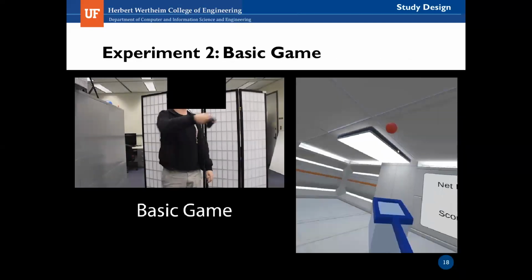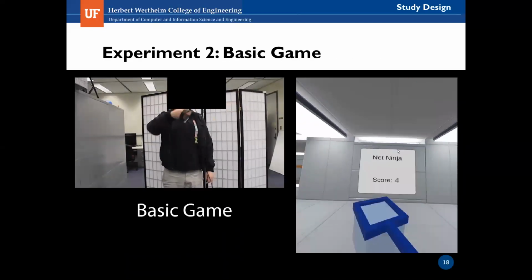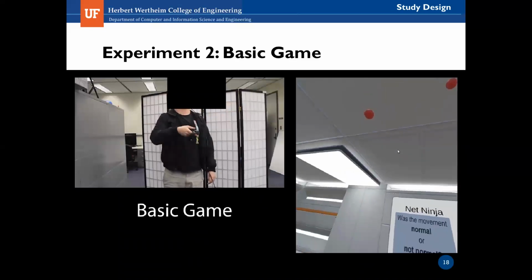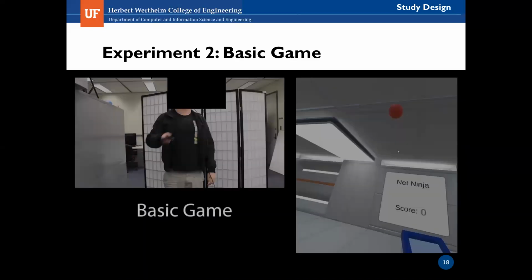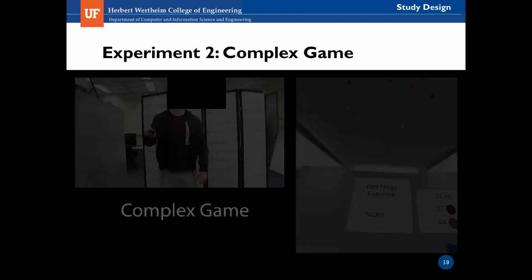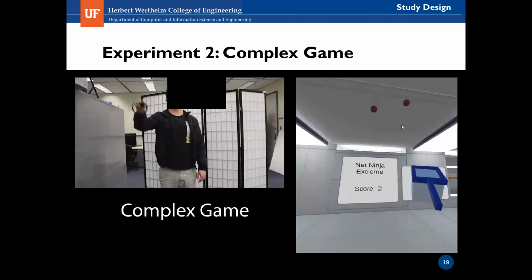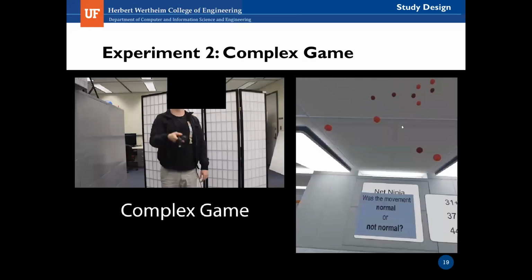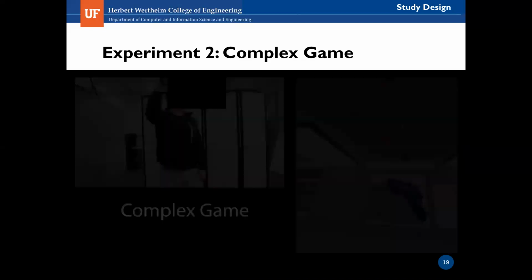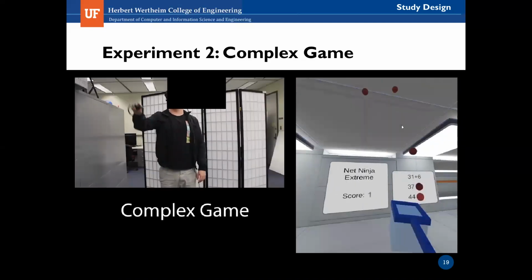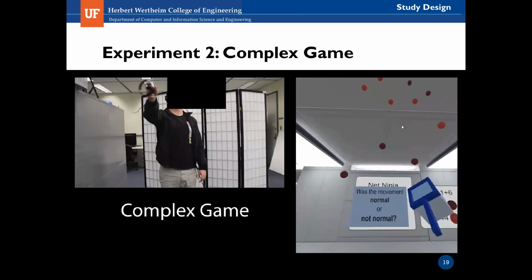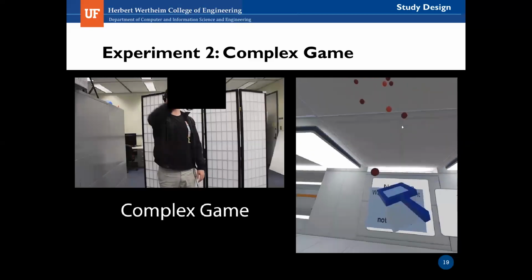In this video, you can see a demo of the basic game. In the basic game, the user can move their hand freely in order to catch some targets and get a score. Then they were asked whether the hand movement was normal or not normal. In the second version, the complex game, we try to increase the task complexity to be more cognitively demanding by adding an arithmetic equation that the user had to solve, and then based on the color of the correct answer, they had to catch the correct target.